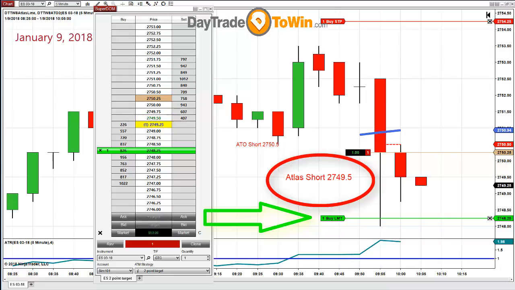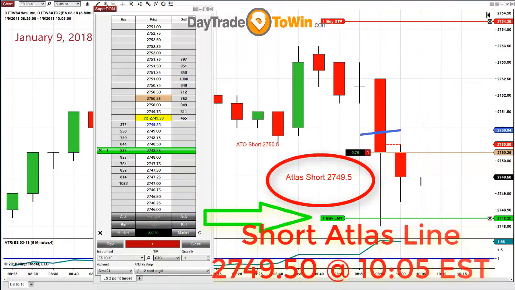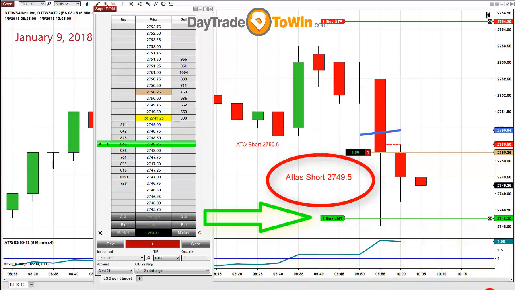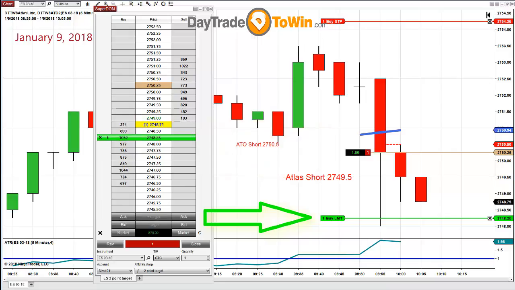Now you've just seen the Atlas line signal 27.4950 appear. So this is now a completely different piece of software. The Atlas line is telling me to go short at 27.4950, and this is a good thing. We have the At the Open software and we have the Atlas line software. Nothing is telling me long. I'm short. So this is a great opportunity to go short.